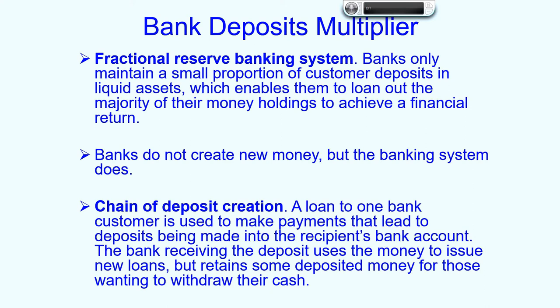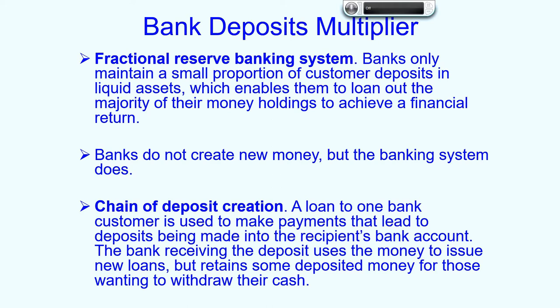I will first discuss the bank deposits multiplier. And the first proposition of the bank deposits multiplier is that the banking system is a fractional reserve banking system. And that means that banks only keep a fraction of the money they receive in reserve or liquid asset for depositors to withdraw as cash when required, immediately or at short notice. The majority of money is loaned out by banks to borrowers.